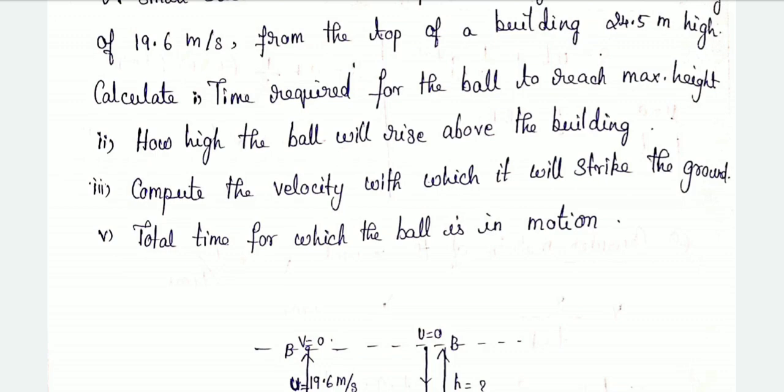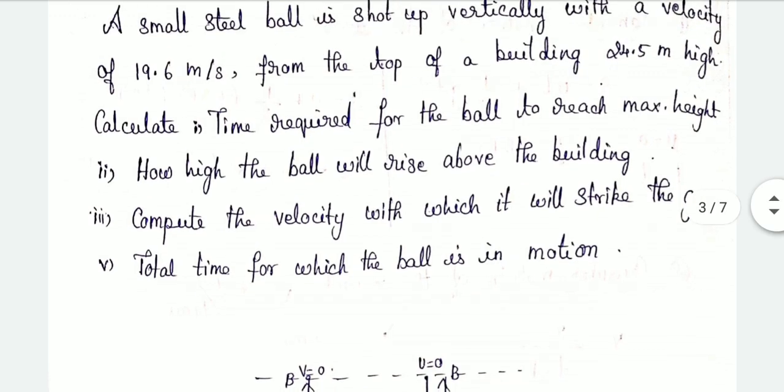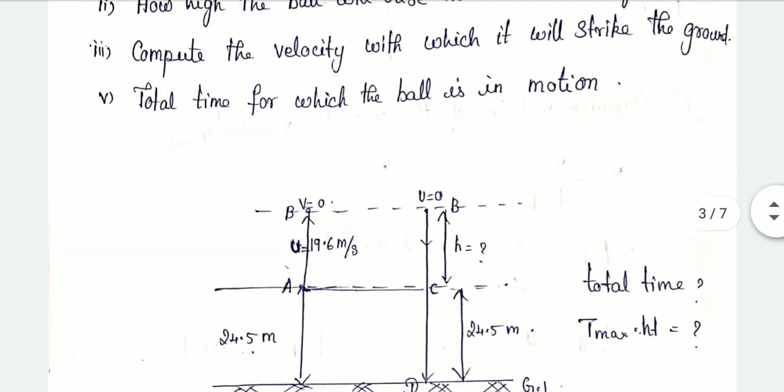Then the total time for which the ball is in motion. That means when I throw the ball, it has to go from me to the sky, to the top vertical level, and from there it has to reach the ground. So that will give you the total time taken. Now we'll move to the solution.